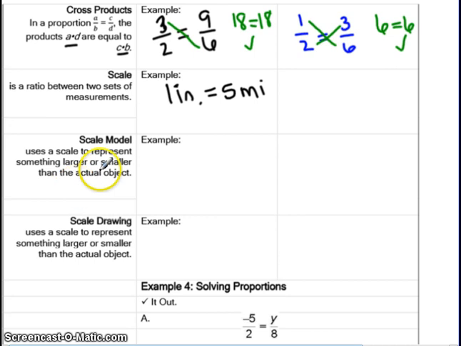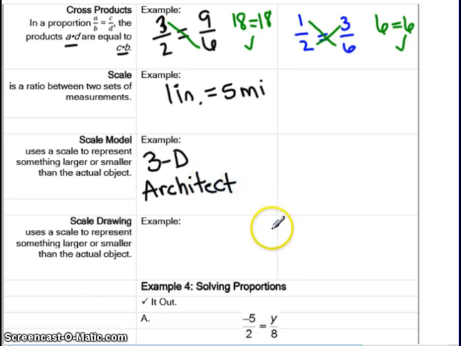So like if you do like 3D cars, that would be a model, like model cars. It's because the original car is obviously much bigger than the model, but they're built proportionally. They're built to scale. Architects might also use scale models when they do model buildings or model structures. Architect, had to think about how to spell that. So those would be some pretty good examples of scale model.